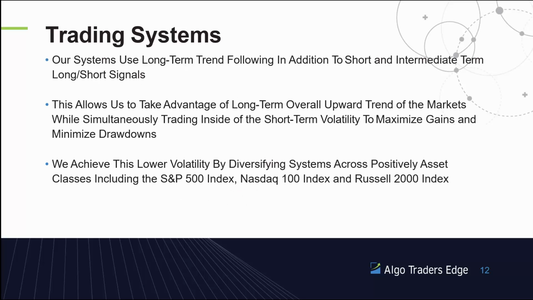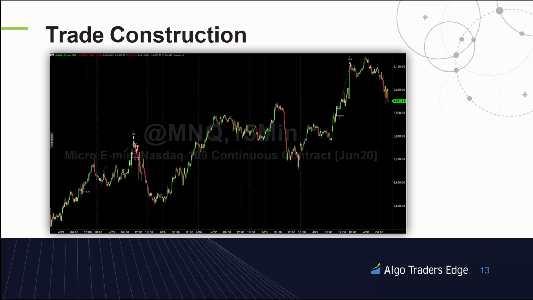Now, the systems use long-term trend following in addition to short and intermediate-term long-short signals. So this allows us to take advantage of the long-term overall upward trend of the markets while simultaneously trading inside of the short-term volatility to maximize gains and minimize drawdowns. Now, we achieve this lower volatility by diversifying systems across positively correlated asset classes, including the S&P 500, NASDAQ 100 index, and Russell 2000 index futures markets using the micro index futures contracts.